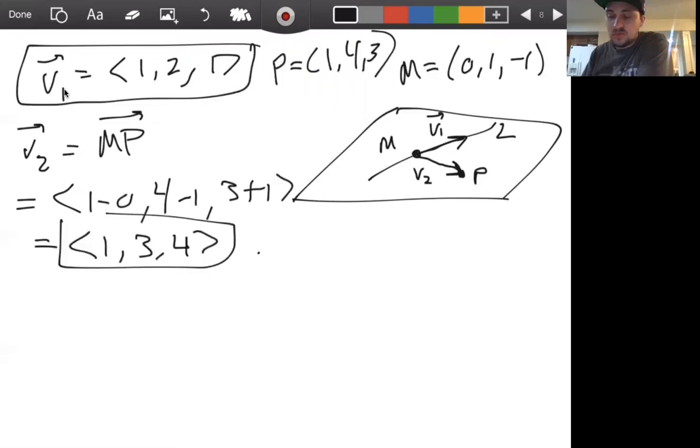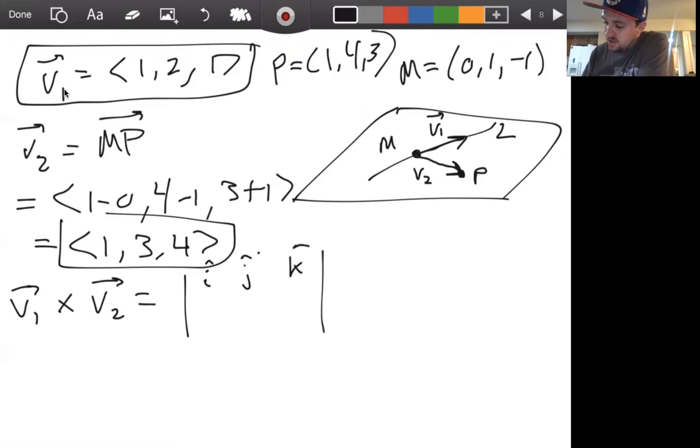And we can take their cross product to get the normal vector. Let's look at V1 cross V2. Well, V1 cross V2 is set up by the 3 by 3 determinant: i hat, j hat, k hat, 1, 2, 1, 1, 3, 4.